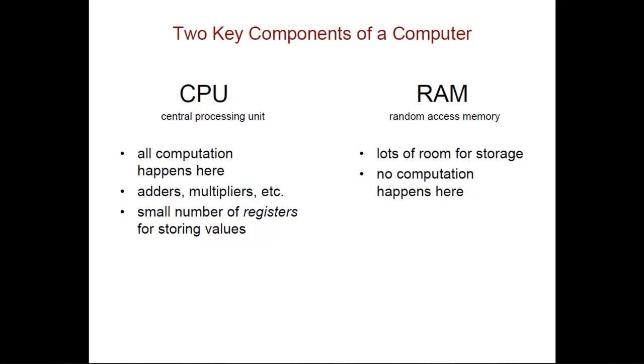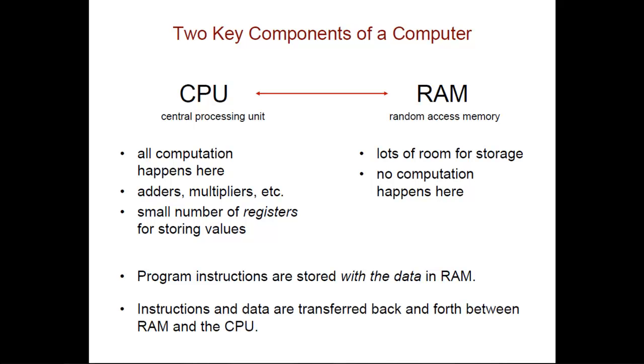Now, one thing that's worth noting, and that may not be obvious, is that our program instructions are actually stored with the data in RAM. And so what's going to happen is both instructions and other types of data are going to go back and forth between RAM and the CPU. Values get brought into the CPU in order to actually get operated on, and then results are written back. And then instructions are also brought in so that they can cause the appropriate pieces of hardware to operate.